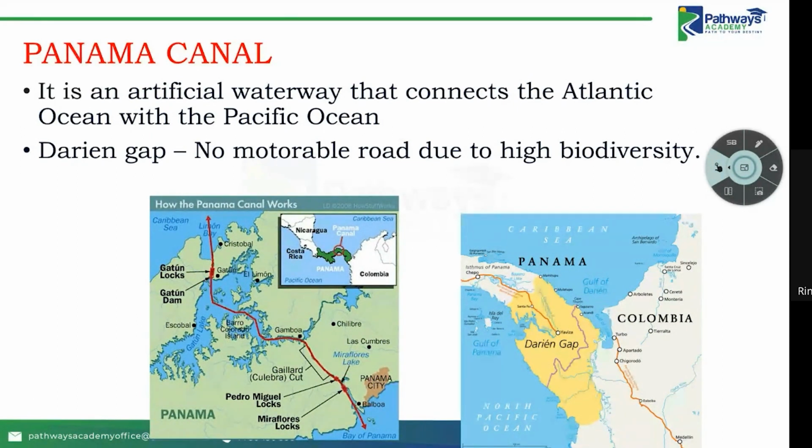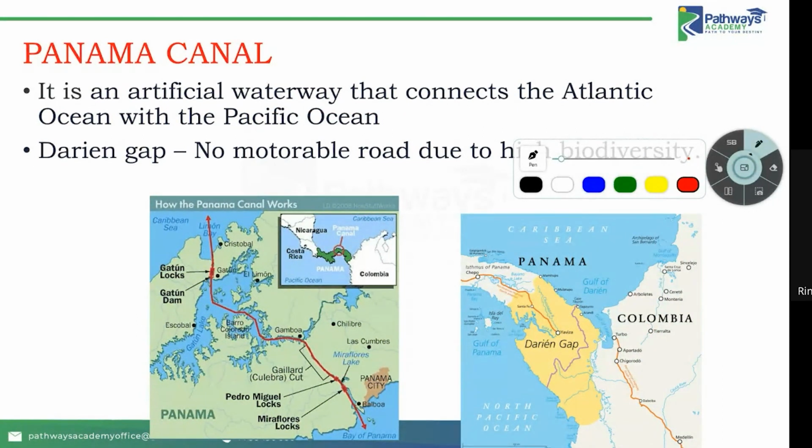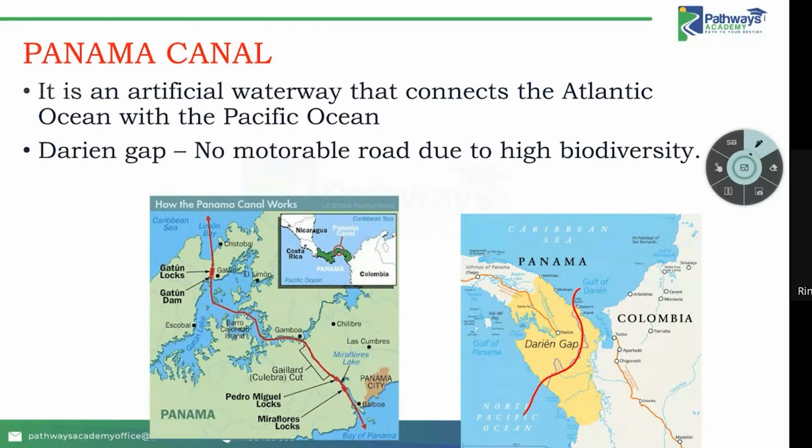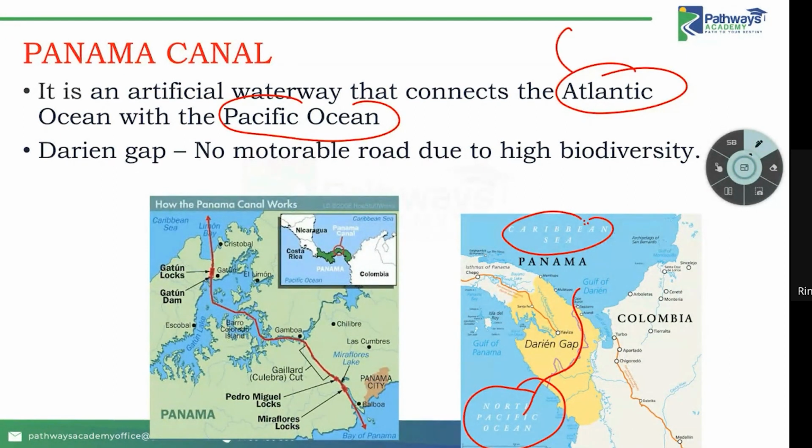You can see Panama Canal here. It connects the Pacific Ocean to the Caribbean Sea. The Caribbean Sea is part of the Atlantic Ocean, so it connects the Atlantic Ocean to the Pacific Ocean. Please write it: it connects the Caribbean Sea to the Pacific Ocean. And there is a gap known as Darien Gap. Please note it down, Darien Gap.